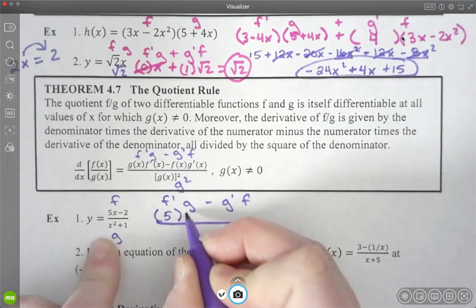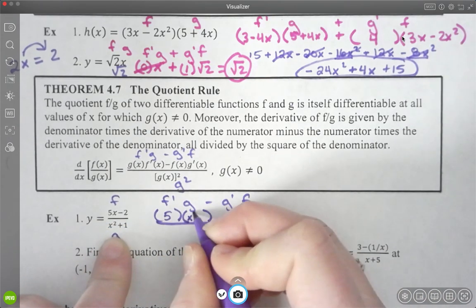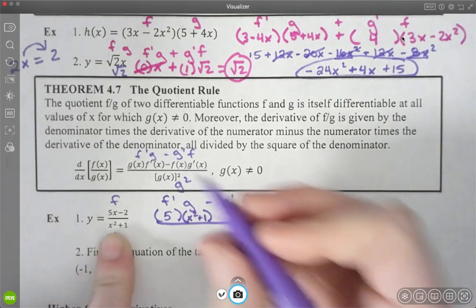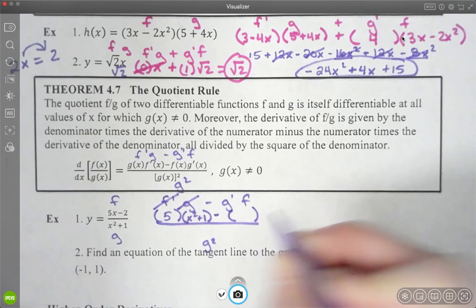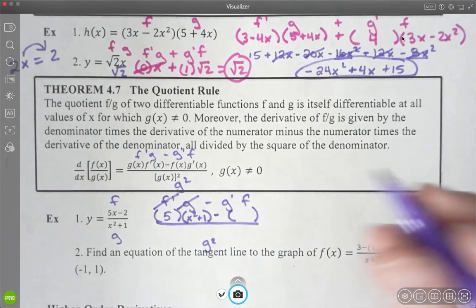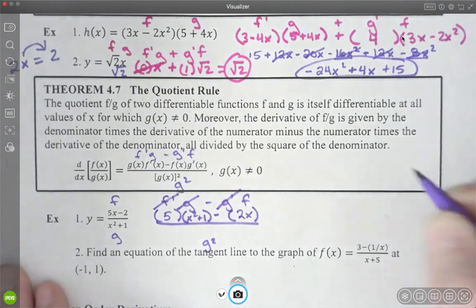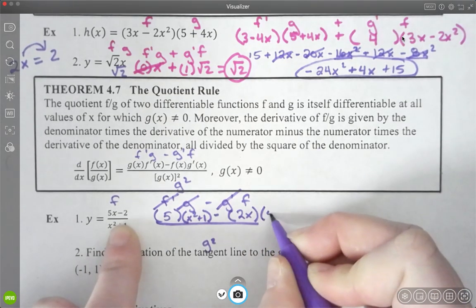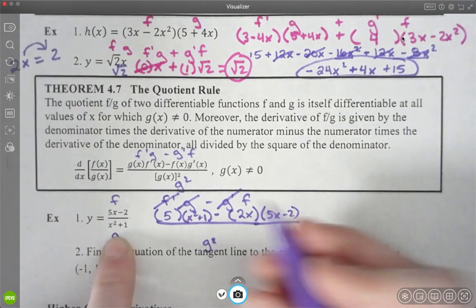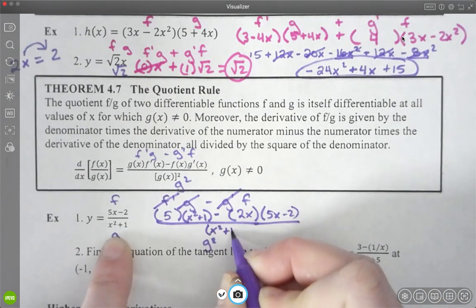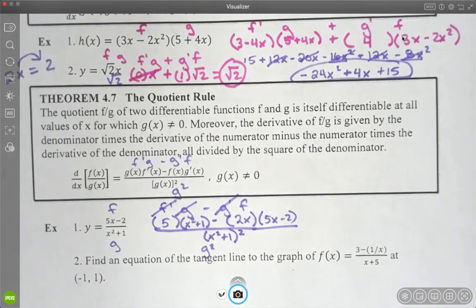5. Okay, on the bottom, I just rewrite the g, x squared plus 1. That's my f prime g. So f prime g, if you want to cross them off as you go, that's fine. Cross off f prime, cross off g, we are done with those. Okay, minus g prime. What is that going to be? Just 2x, yep. Okay, g prime is done. And f is 5x minus 2. Okay, on the bottom, x squared plus 1 squared, because it's g squared. So the entire g and then squared.